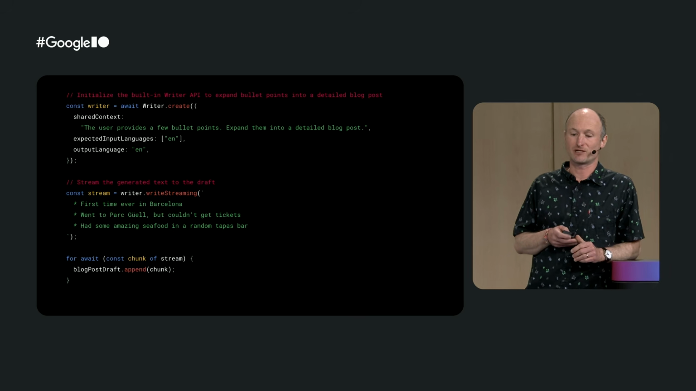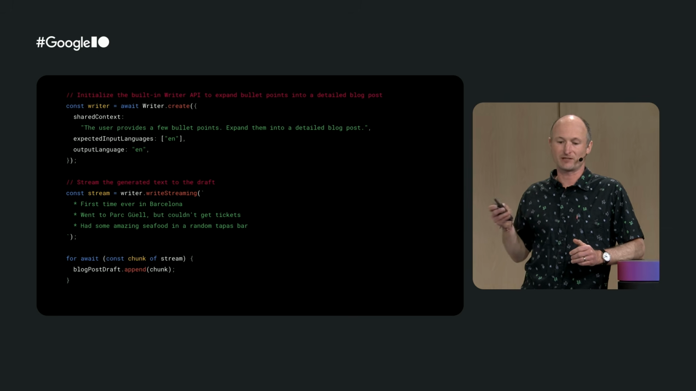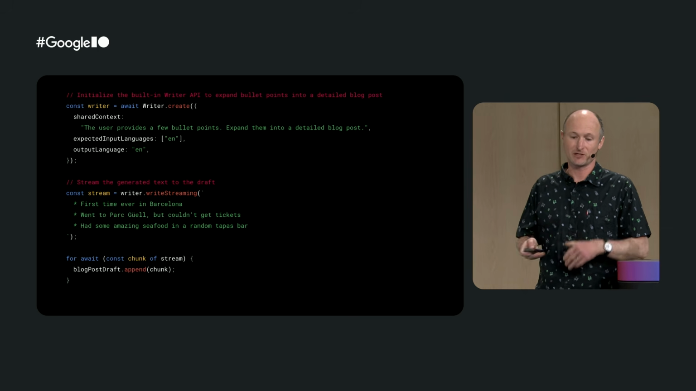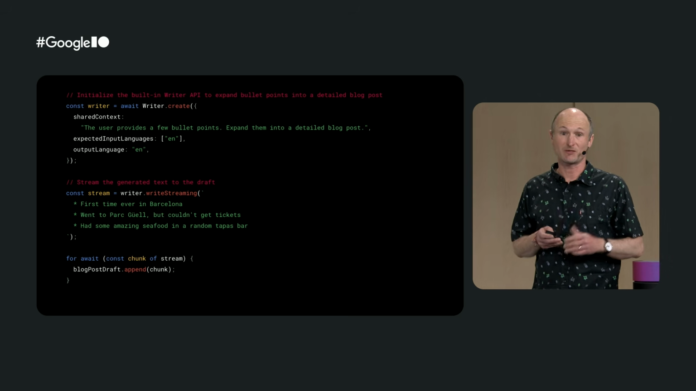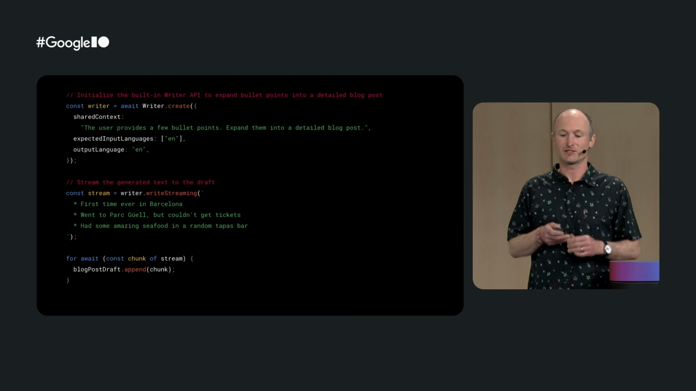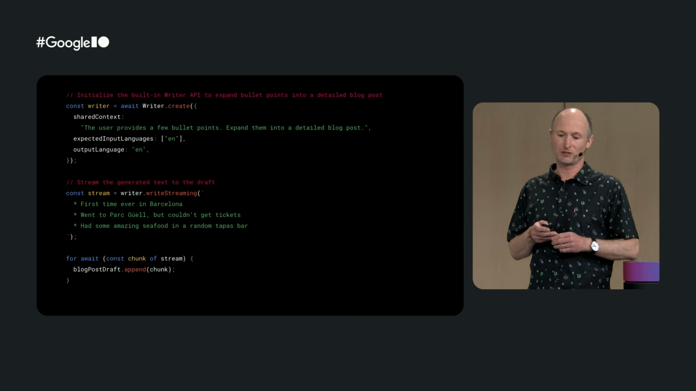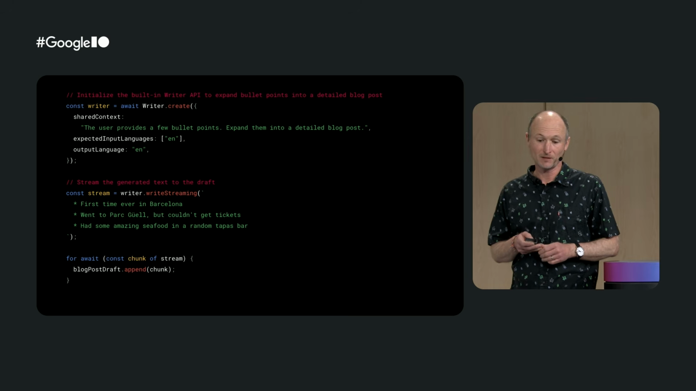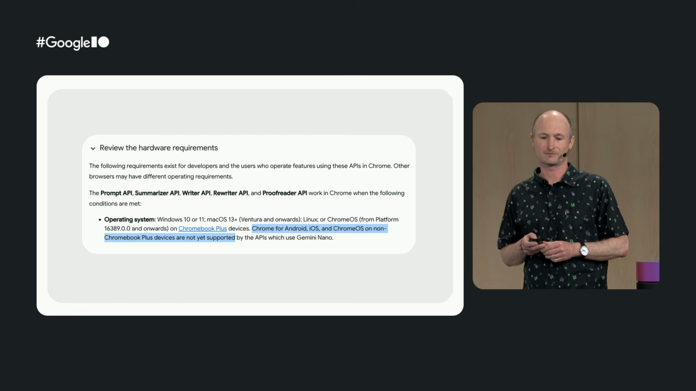The call logic is rather straightforward. First, we create a writer instance, providing it shared context about the writing task. That is, to expand bullet points to a more detailed blog post. The expected input and output language is English. Next, you create a stream by calling the writer's write streaming method, passing it the bullet points for the blog post. You then iterate over each chunk and append it to the blog post draft.